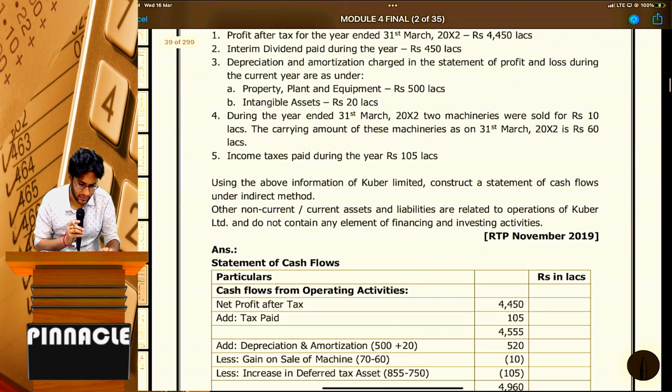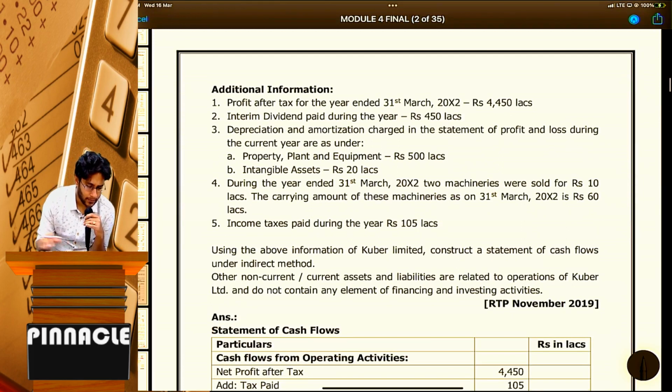Then extra adjustments: profit after tax for the current year is 4450. Already profit after tax he gave you, sir. PAT, you need not work that out. But even if they don't give you that, we will be in a position to work it out in some other way. Then interim dividend paid during the year is given.